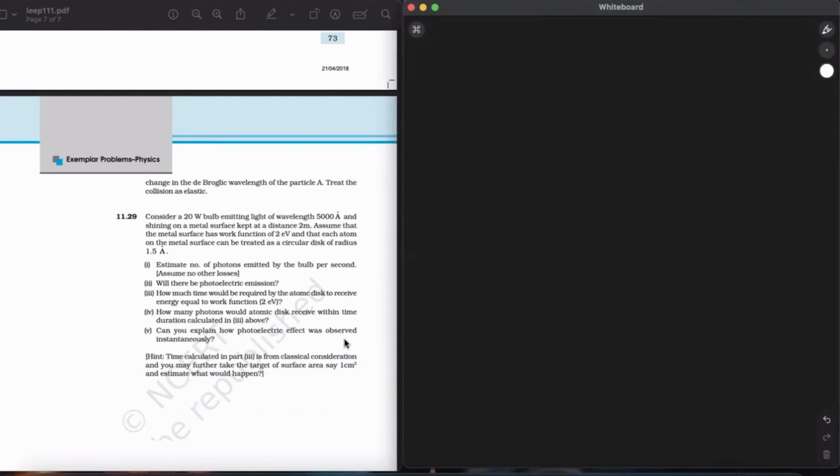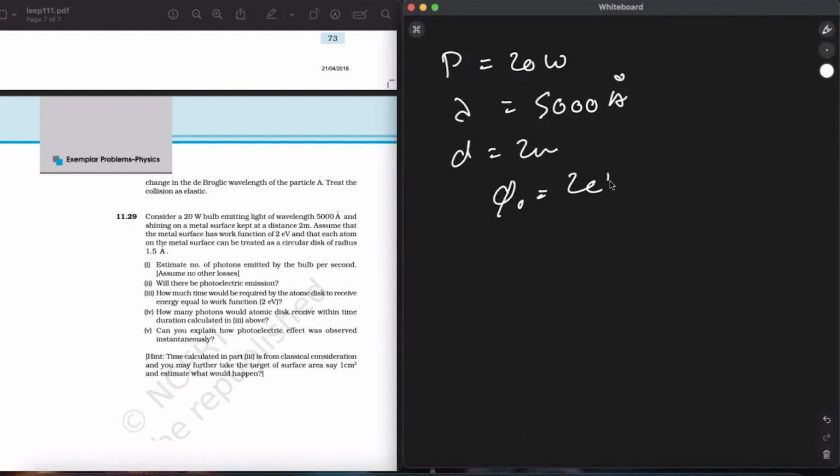So according to the question, the number of photons emitted per second is required. Okay. So first of all, power has been given as 20 watt. Lambda has been provided as 5,000 angstrom. Distance d has been given to me as 2 meter. Work function is 2 electron volt, and radius I can take as 1.5 angstrom, that is 1.5 into 10 to the power of minus 10 meter.